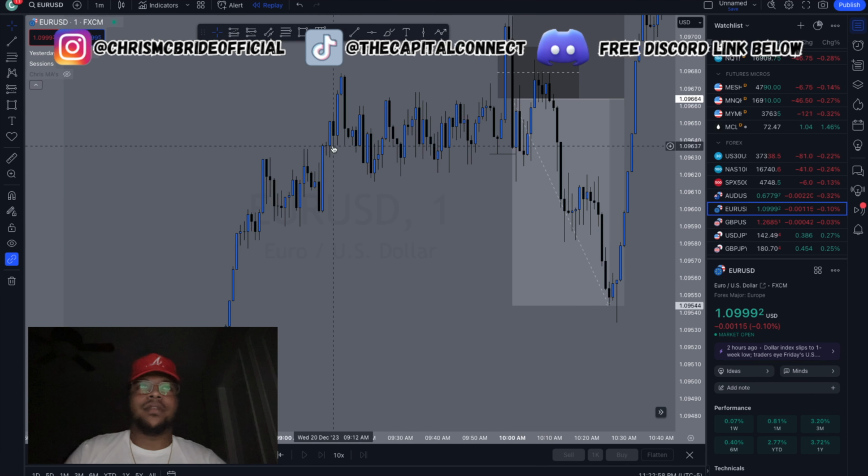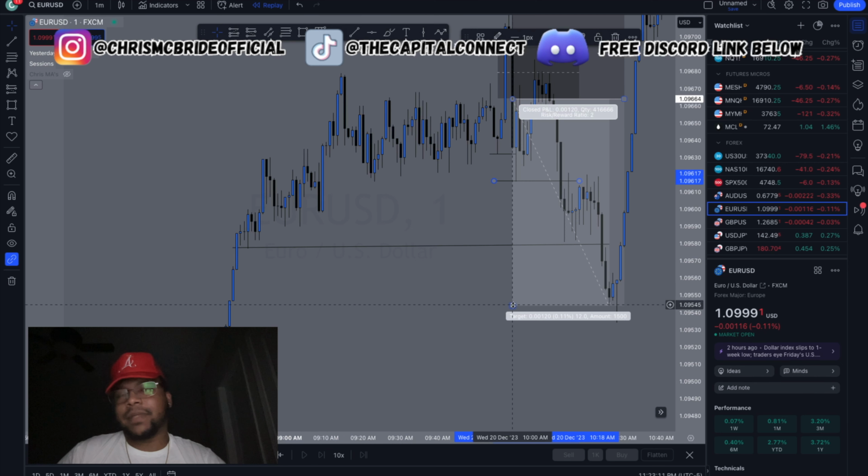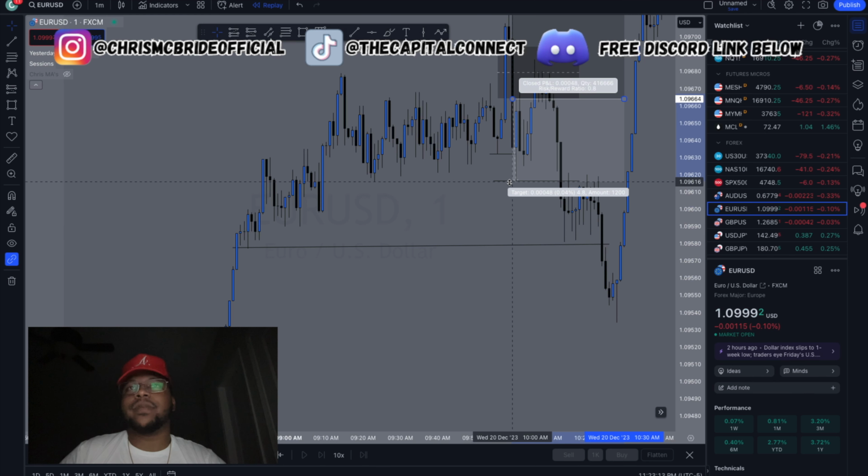You could have targeted this low sitting over here. That could have been one of your TPs. Your first TP or your break even point could have been at the break of this low. And guys, you can just see this strategy is very simple, very straightforward.